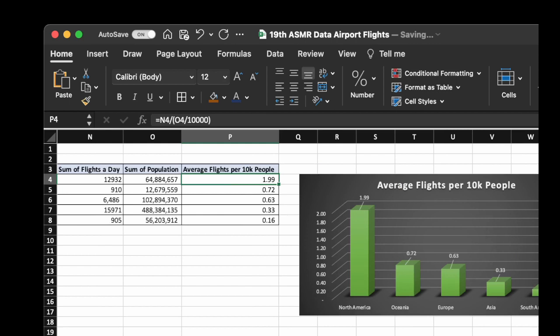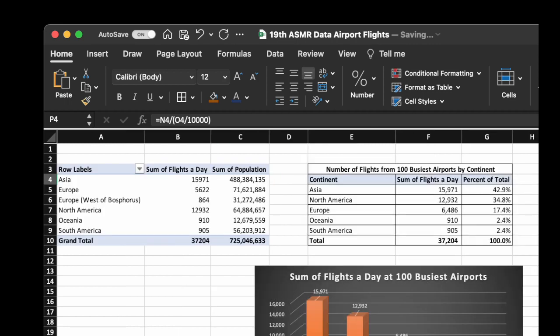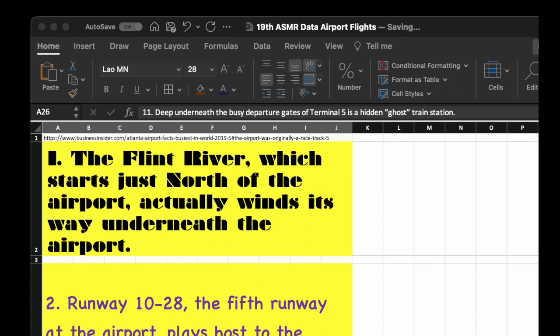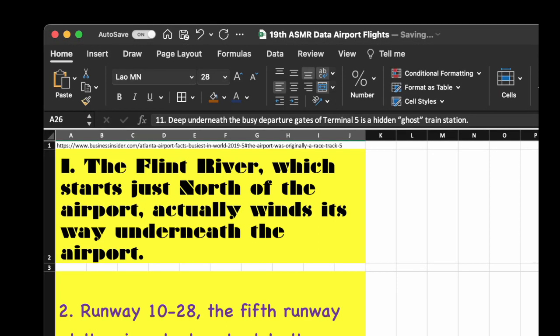Okay, so now we will go into the fun facts next. Okay, now we'll get into some fun facts with some specific airports. We'll start off with the Atlanta airport, then go to Chicago. Next we'll go to London, then Dubai, and we'll finish off in Singapore. Alright, fun fact number 1.